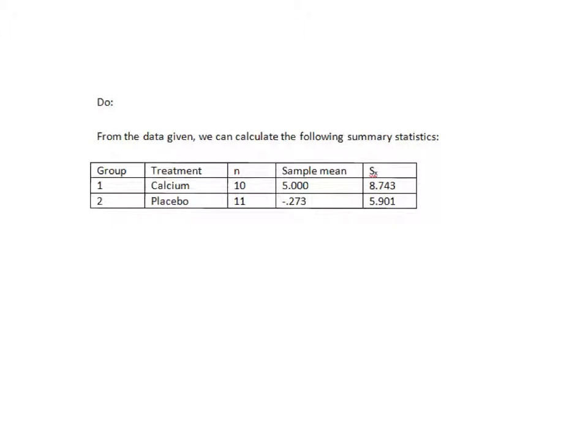So, moving on to the third step, the do step. From the data given, we calculated the following summary statistics. For group 1, the calcium group, the sample size is 10, the sample mean is 5.000, and the standard deviation is 8.743. For the second group, the placebo group, the sample size was 11, the sample mean was negative 0.273, and the standard deviation is 5.901. We made this chart so the upcoming calculations will be easier.